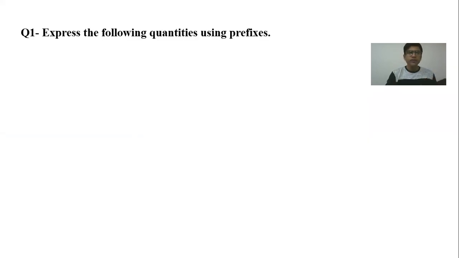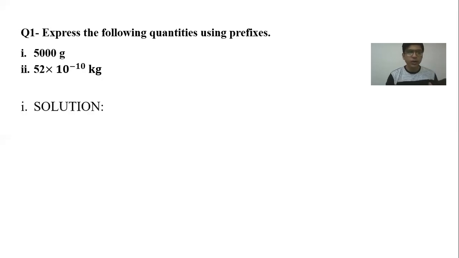First of all, you have question number 1. In this question, you have been asked to express the following quantities using prefixes. They will give you some quantities and you have to use prefixes. The first part is 5,000 grams. We have to use prefixes for this expression. The second is 52 exponent minus 10 kg. So here I have two questions. We will solve them one by one.